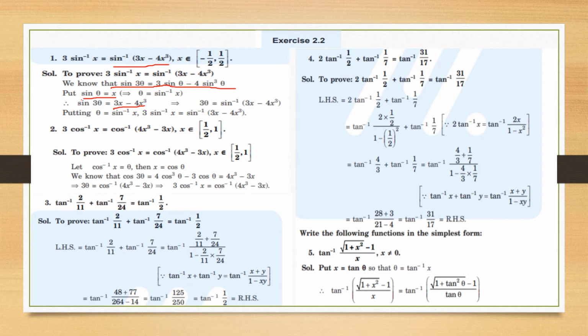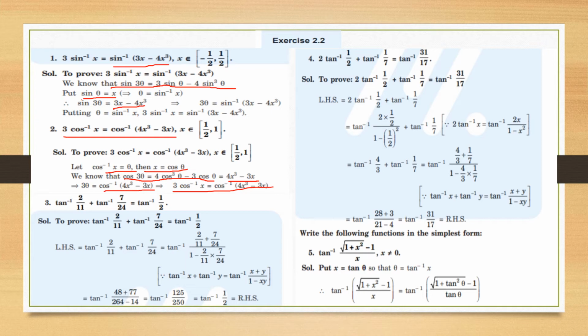Number 2 is 3 cos inverse x equal to cos inverse 4x cube minus 3x for x belonging to closed interval half and 1. So here I will put cos inverse x as theta, so that x is cos theta. And the formula for cos 3 theta is 4 cos cube theta minus 3 cos theta. So by putting this value, I get it as 4x cube minus 3x. So 3 theta is cos inverse 4x cube minus 3x, and put back the value of theta as cos inverse x, I get the desired result.